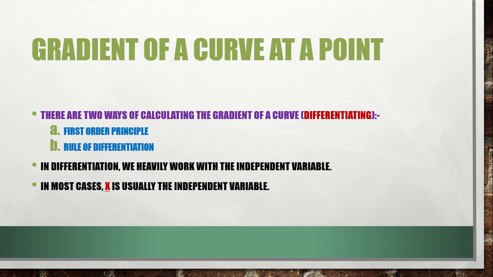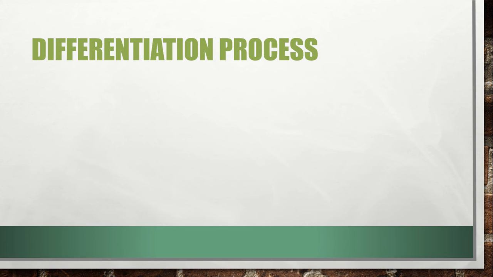In most cases, x is usually the independent variable, but always check. In some cases, an examiner may trick you, or in a real life situation, someone may tell you, now we are working with velocities and displacement. In this case, we'll have our displacement as s, our time as t, and so on. You'll not start crying and saying, no, I'm used to x. No. In that case, you have to know which is the independent variable and which is the dependent variable. Now let's start the differentiation process. We shall begin here with the first order principle.